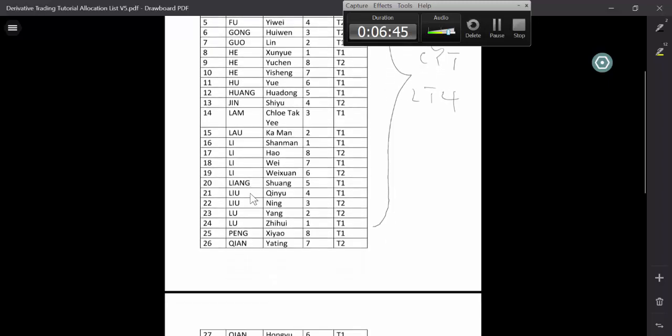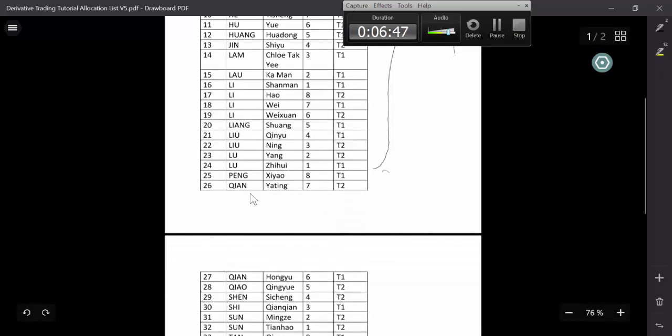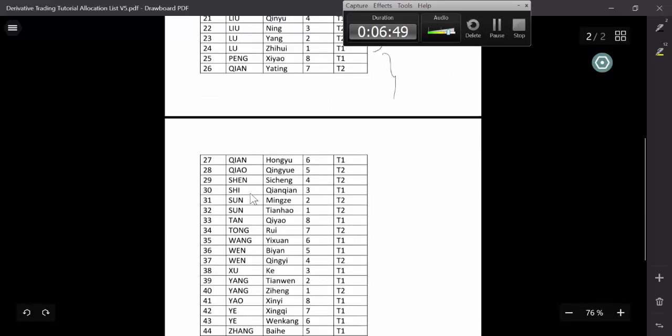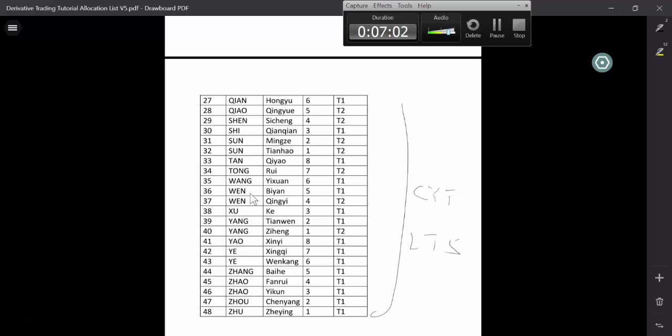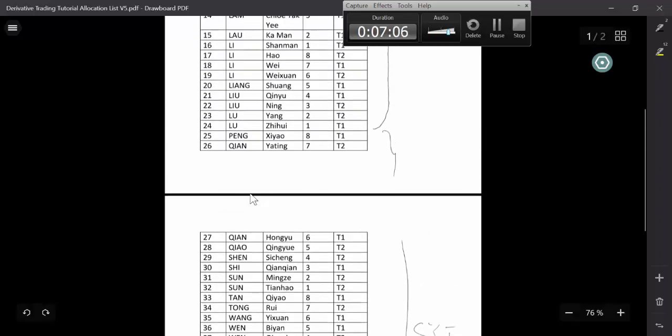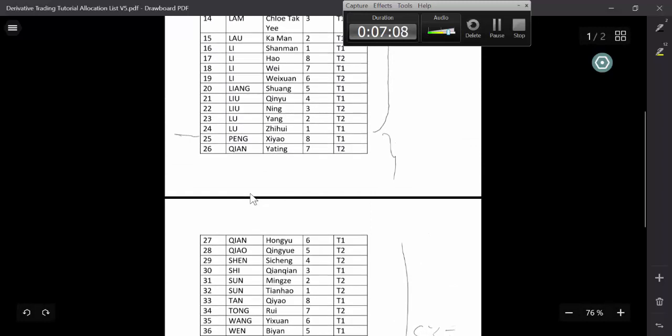And if you are from 25 to 42, so the rest of you, basically, okay? So just go to CYT LT5. Is that okay with everyone? Yeah? You can just, this list is already on Blackboard, so if you're curious, wow, it's really just the cutoff line that, so is Pang Xiyou here?